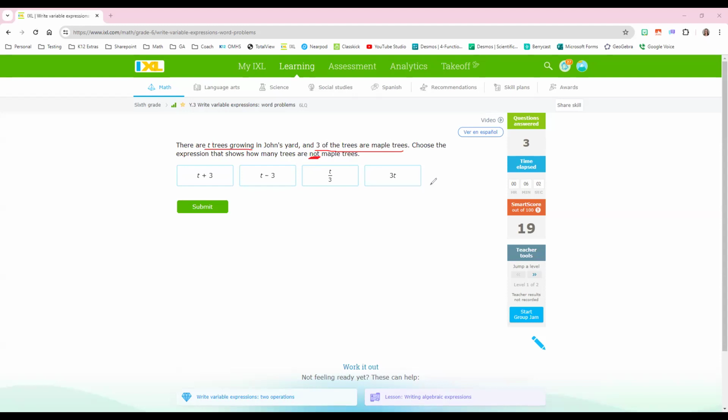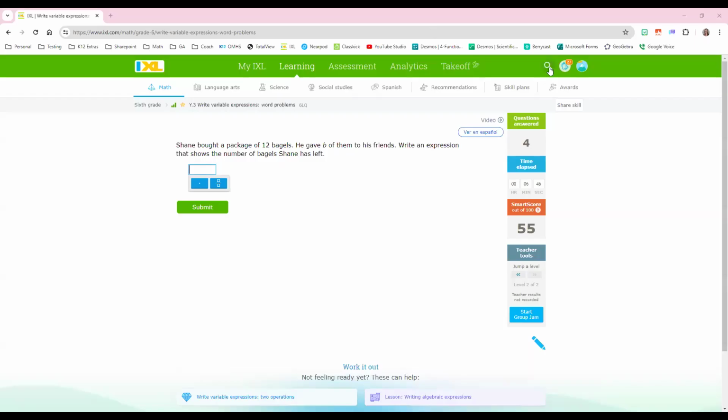What do you think? Well, T is the total number of trees, and we know 3 of them are maple. And if we want the ones that are not maple, then we'd want to subtract those because we'd want to take those 3 maple ones out of it, because we want the ones that are not maple. So T minus 3 would be the expression that shows the ones that are not maple trees.